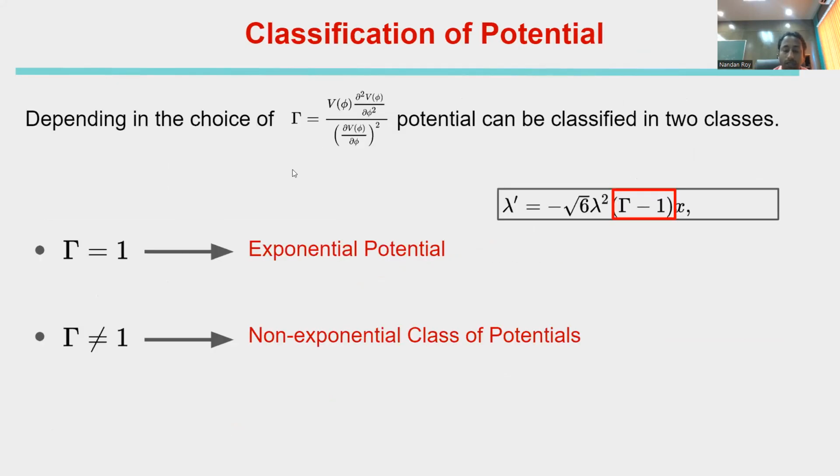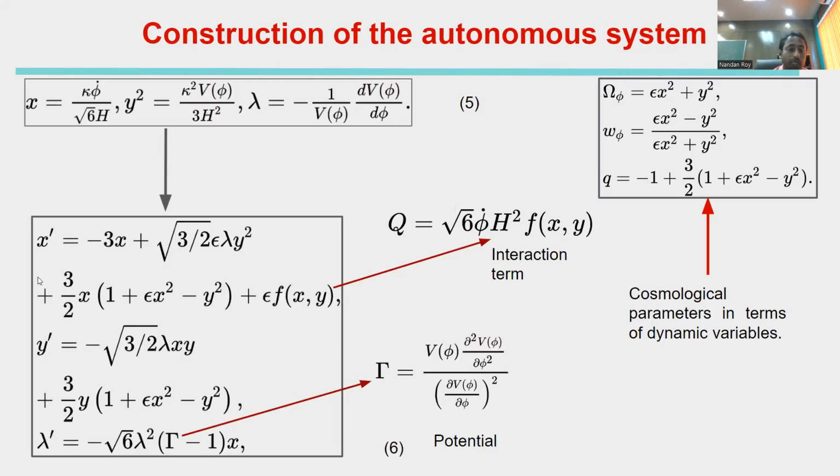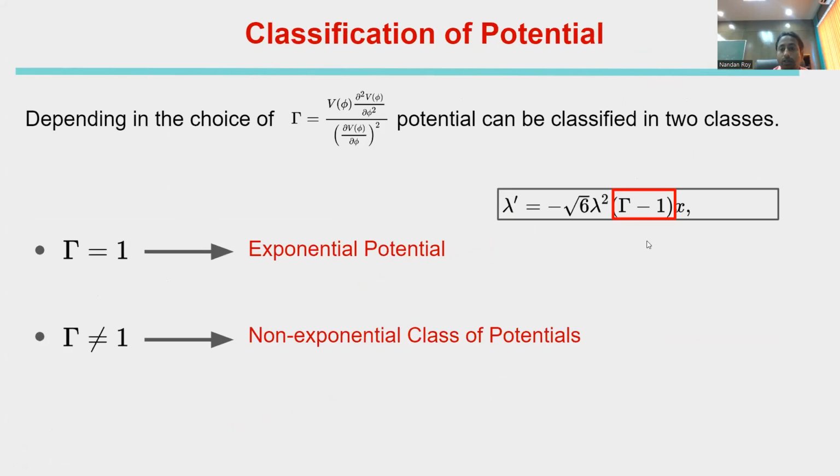So now, as we want to study this system, one can see this set of equations is not closed. We need to supply some form of the potential, hence the gamma. So what we did here, we look at the last equation, which is lambda prime, and for finding the fixed points, we choose two different classes.